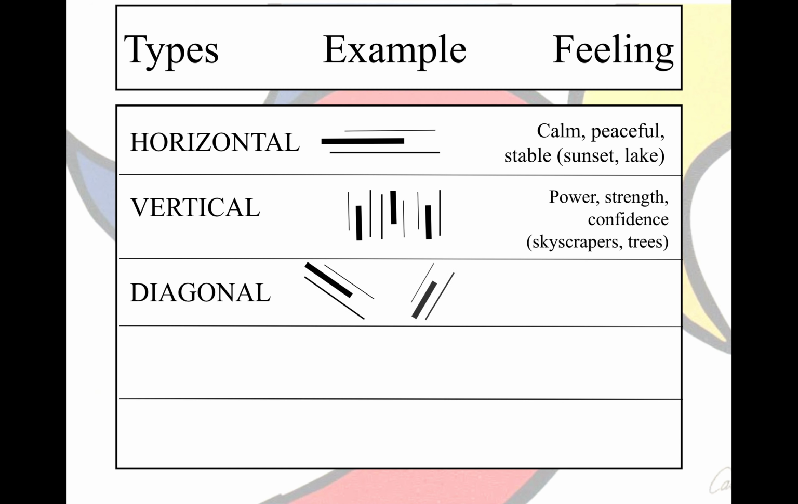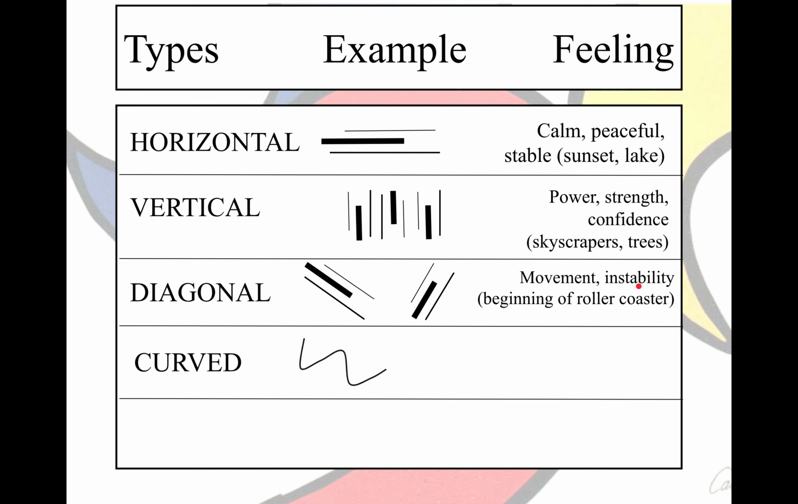Diagonal lines are slanted, and they run from high to low or low to high. When we use diagonal lines in an artwork, they give the feeling of movement and instability. Think of that beginning dip of a roller coaster and how scary it is. Right? You don't know what's going to happen to you. You feel unstable.